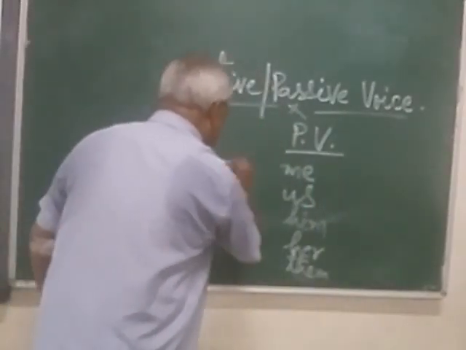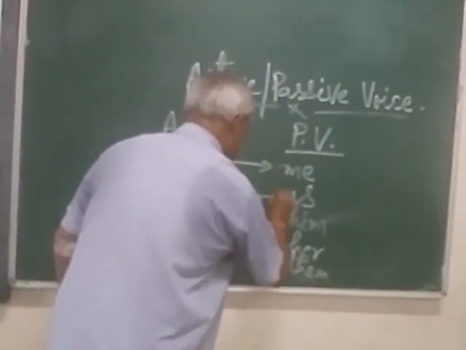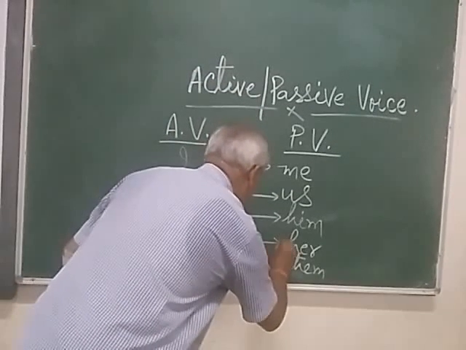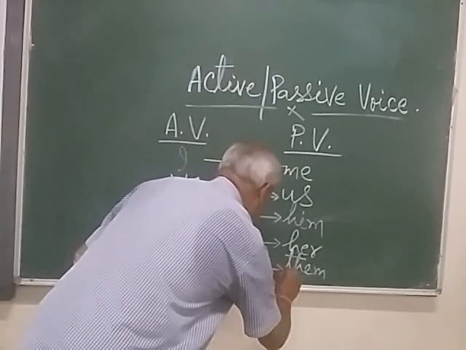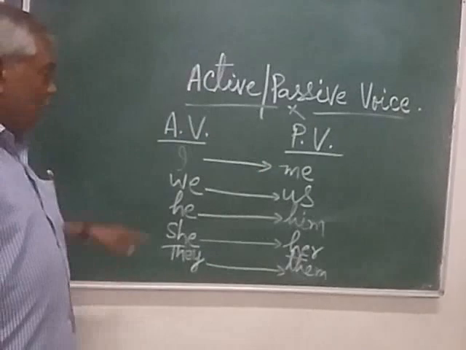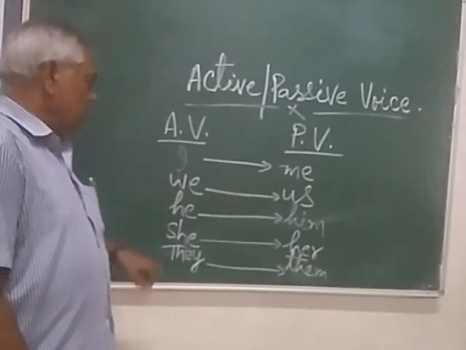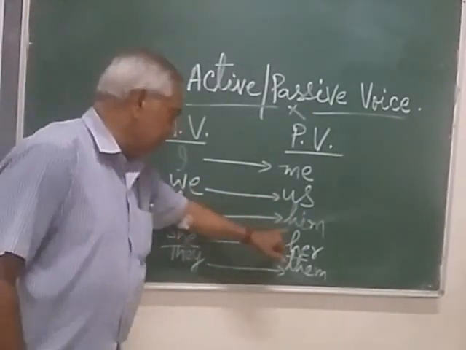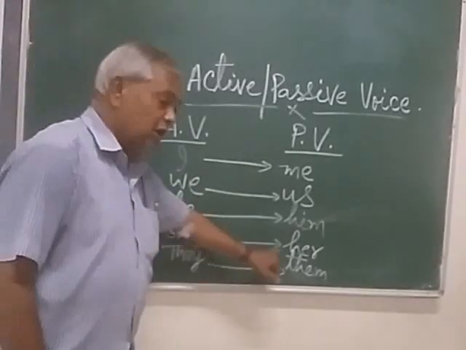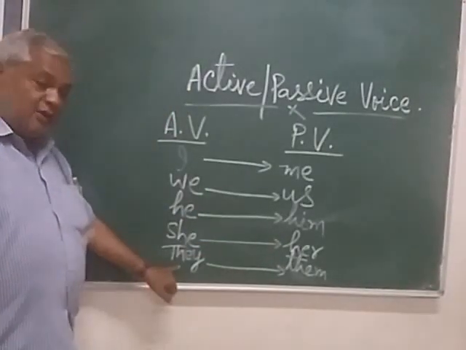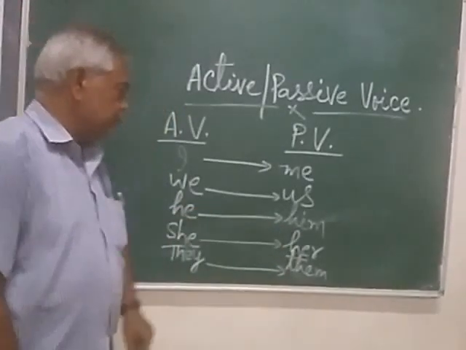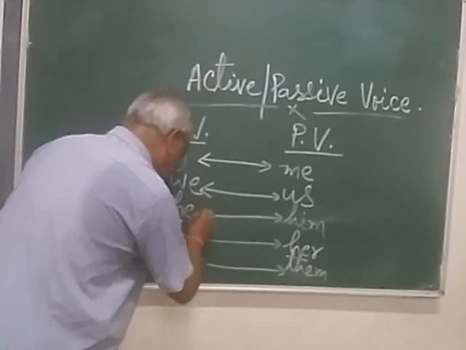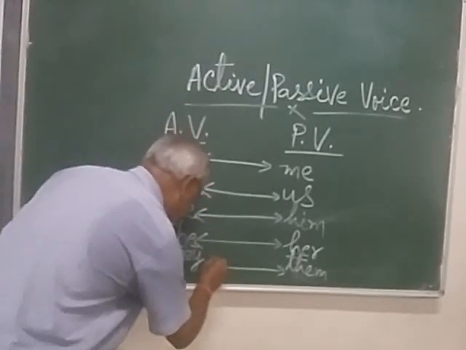So I have put the arrow mark. I will change into me, we will change into us, he will change into him, she will change into her, and they will change into them. And I have put the arrow mark from both sides.